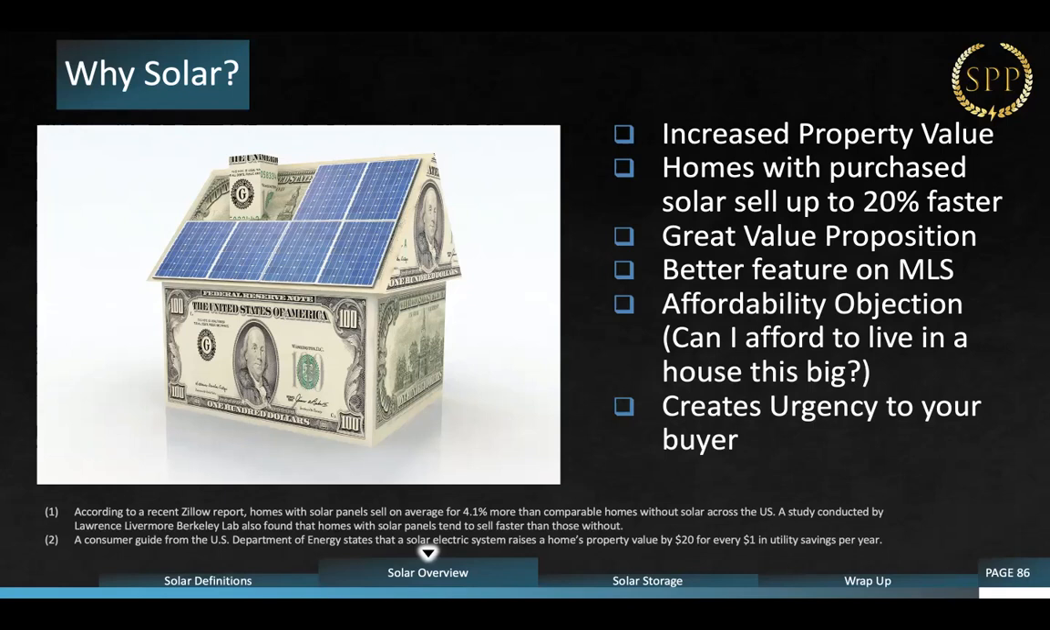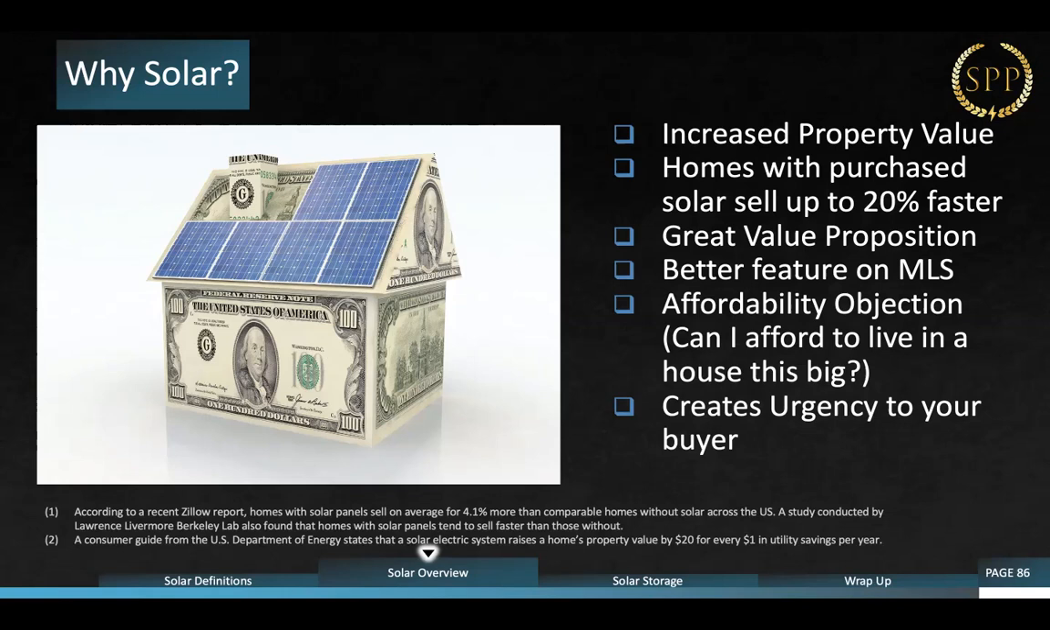Homes with purchased solar sell up to 20% faster. Great value proposition for the new buyers, and a better feature on the MLS. A lot of realtors are starting to learn this, especially down here where we're working with the realtors. We're working on global expansion on that as well, trying to get all of our territories to have realtors that are bringing on, or at least cross training, their realtors so that they stop dogging solar because they just don't know. It helps with the affordability objection when somebody's looking at a house. "I just don't think I can afford the electricity on a house this big." "Oh, it already has solar." And it creates urgency for your buyer.